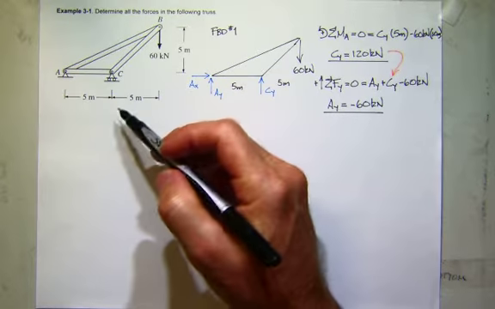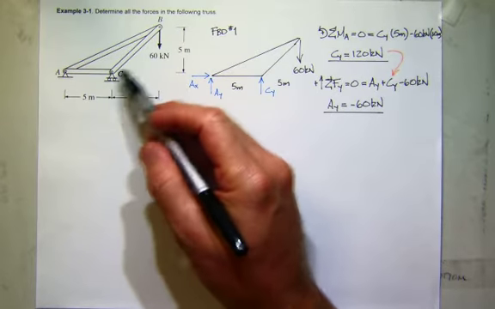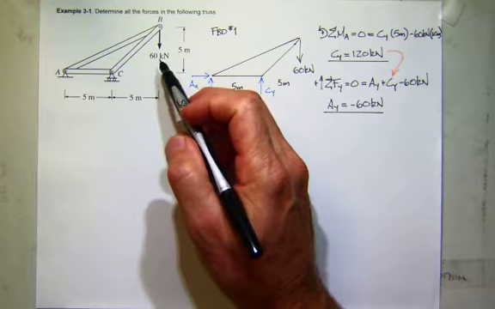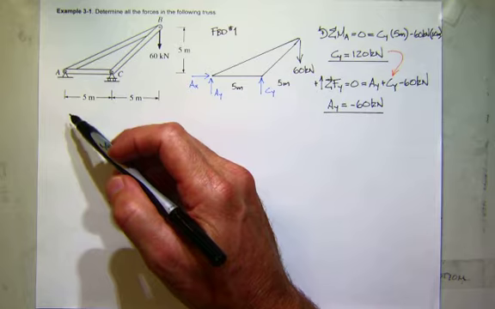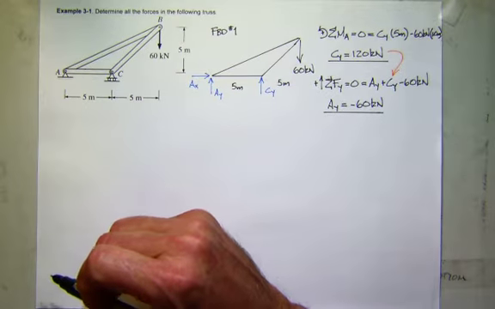Well, if you look at this thing, it's kind of like a seesaw, where here's the pivot point. If I pull down 60 here to keep this thing from moving, I better pull down 60 on the other side. Does that make sense?